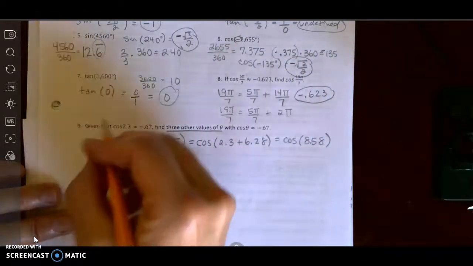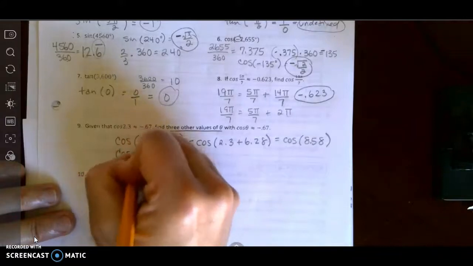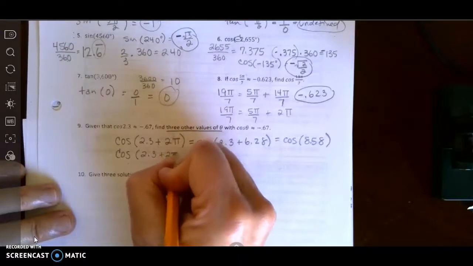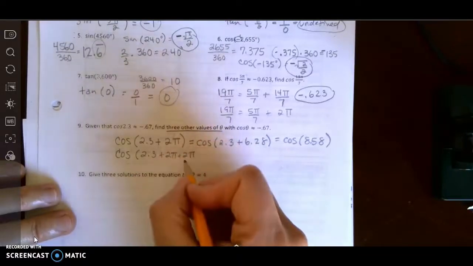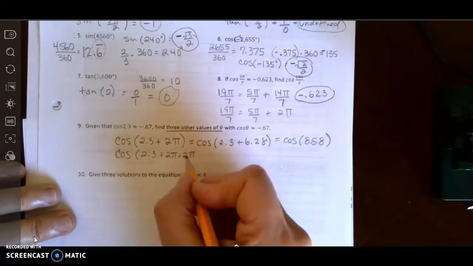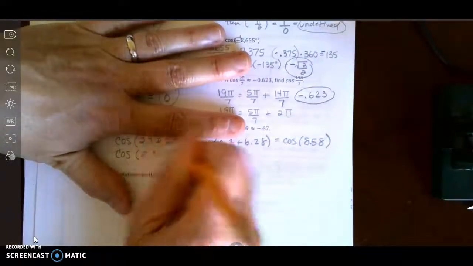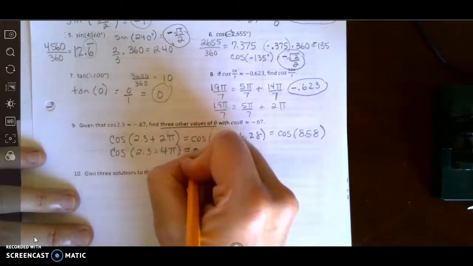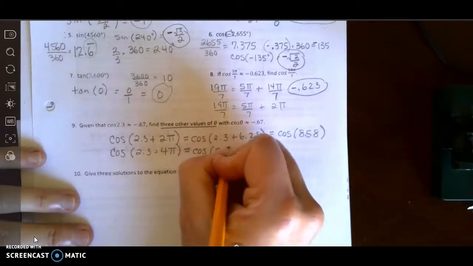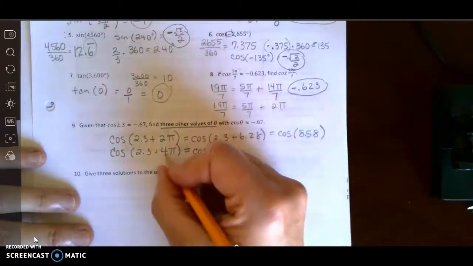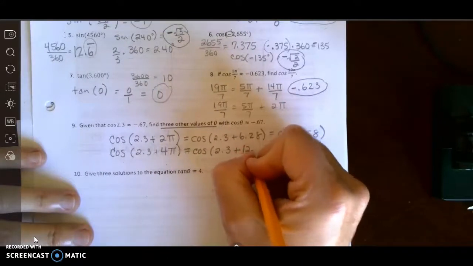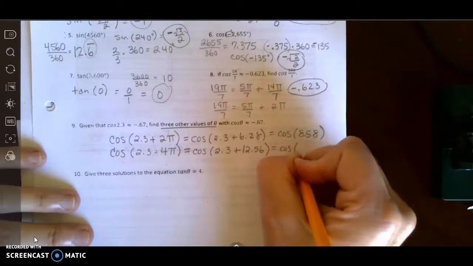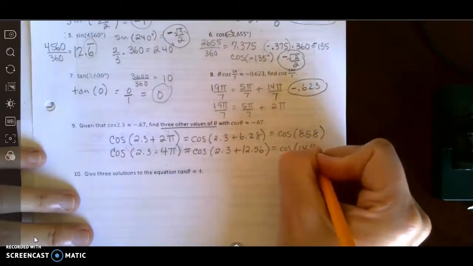Let's go to our next one. We could find another one by saying the cosine of 2.3 plus 2 pi plus 2 pi. We could go around the circle twice. Well, 2 pi plus 2 pi, isn't that simply 4 pi? So we're finding the cosine of 2.3 plus, when I put 4 pi in my calculator, I get 12.56. So that is the cosine of 14.86.